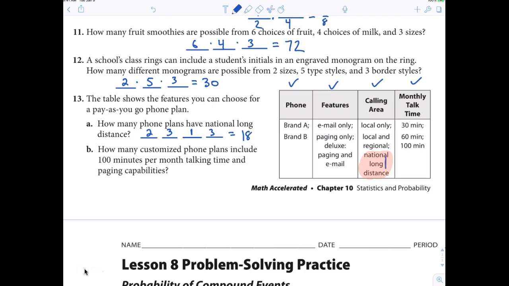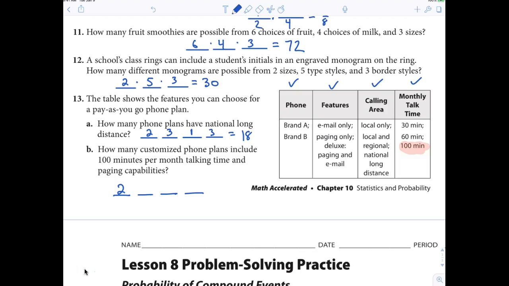Who hasn't read something today? Go ahead, Aiden. How many custom phone plans include 100 minutes per month? Okay, hold on a minute. 100 minutes per month, so I highlight that. All right, I still have how many choices, though? 4 choices. Let's see. 1, 2, 3, 4. All right, so how many choices do I have for phone? 2 choices. Features.